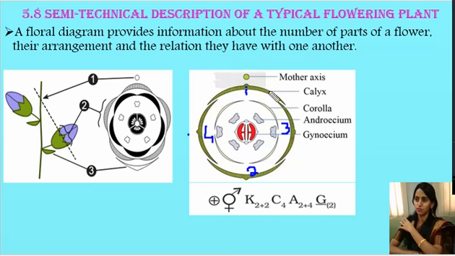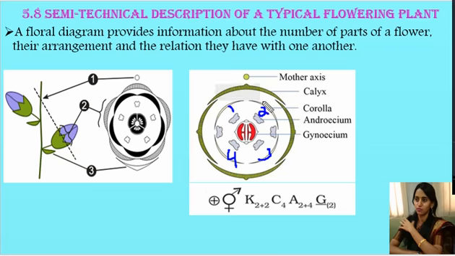Next, which is the next whorl? The next whorl is corolla. We all know that corolla is made up of petals. The symbol C is used to represent corolla, and here it is written as 4. What does it mean? There are 4 petals, arranged in one whorl, and here it is valvate aestivation. 1, 2, 3 and 4. So there are 4 petals, arranged in one whorl.